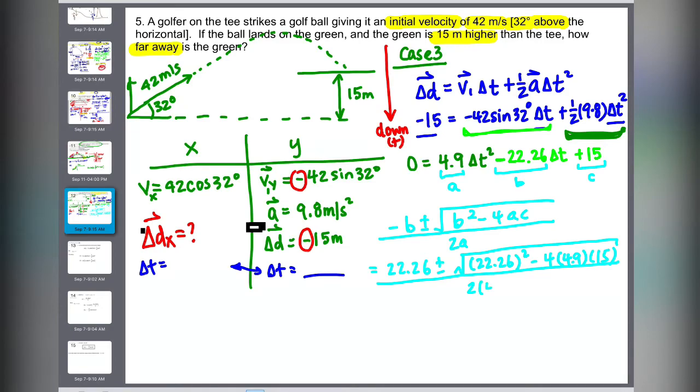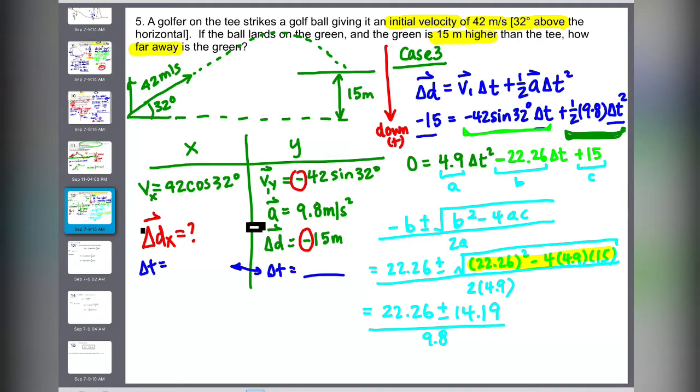All divided by 2A, meaning 2 times 4.9. I'm going to work out what is inside my discriminant first, the one that is underneath the square root. So 22.26 squared minus 4 times 4.9 times 15, taking the square root of that. So right now I have 22.26 plus or minus 14.19, all divided by 2 times 4.9, which is 9.8.